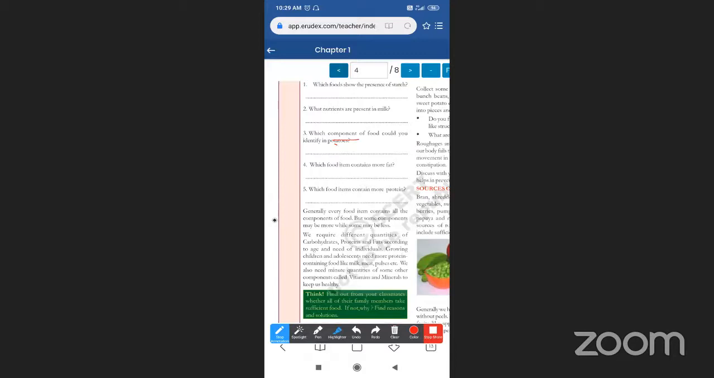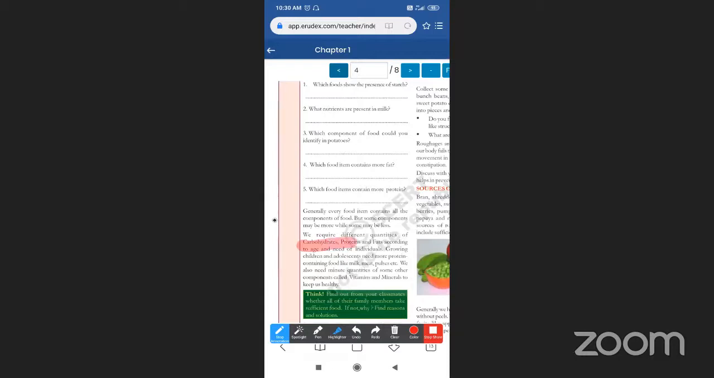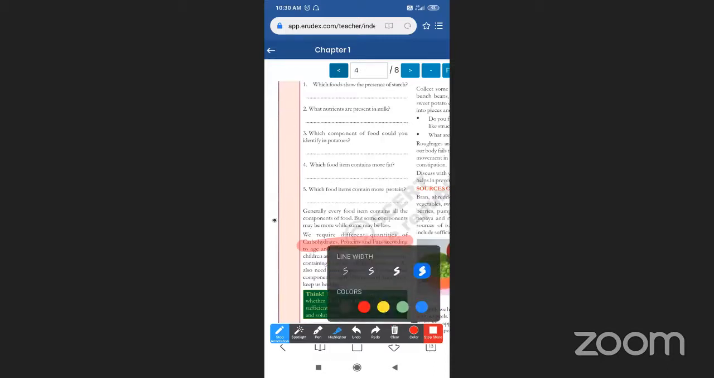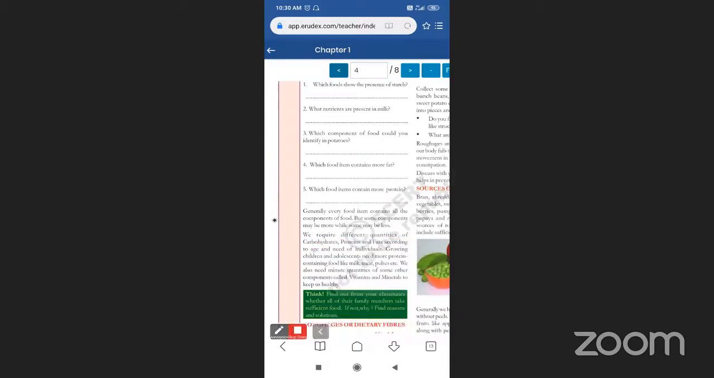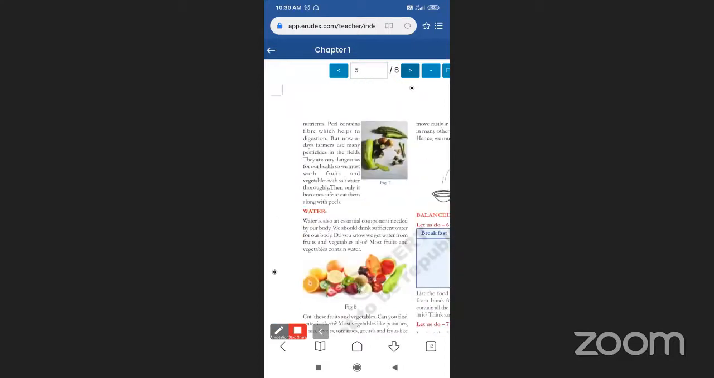The food components are carbohydrates, proteins, fats. Come to the page before. Minerals, vitamins. These are all the food components we discussed.